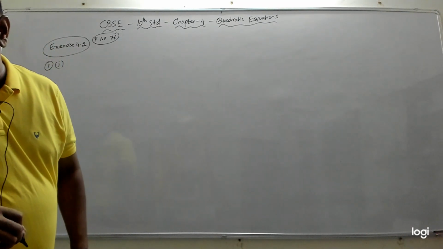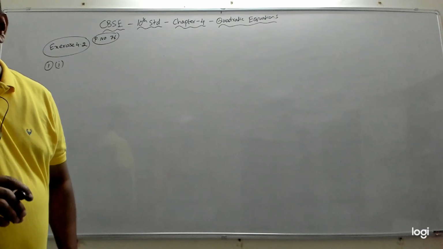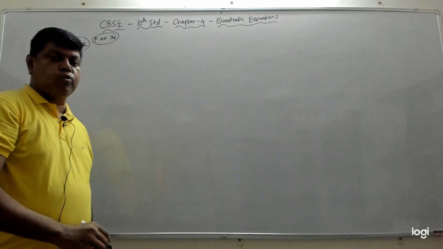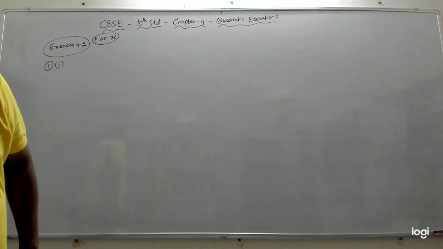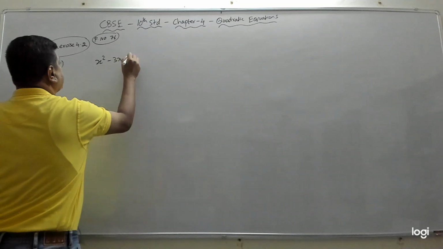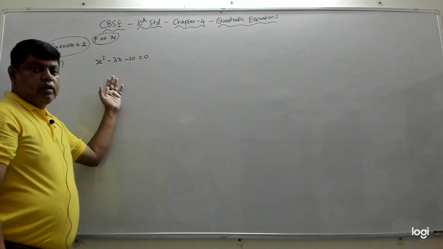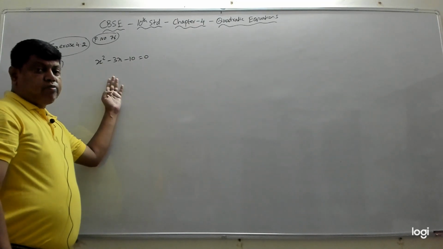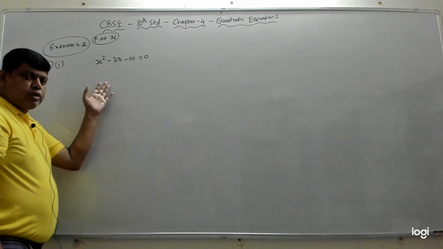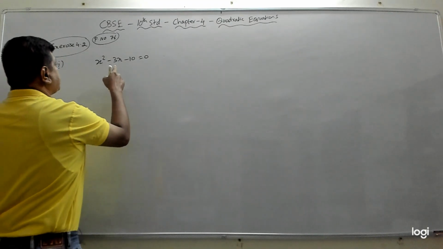First problem, first subdivision, which is find the roots of the following quadratic equation by factorization. So we need to find the roots of the quadratic equation x square minus 3x minus 10 equal to 0. We need to find the roots of this quadratic equation by the method of factorization. So we need to factorize, which means we need to do by splitting the middle term.